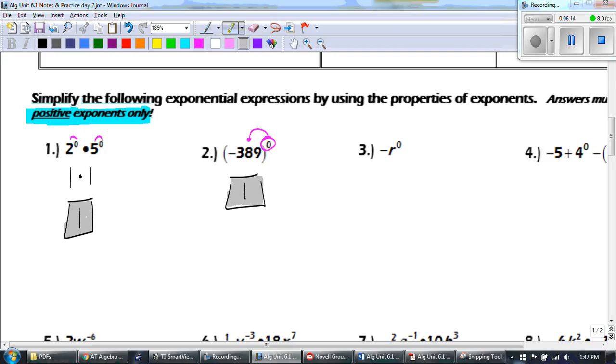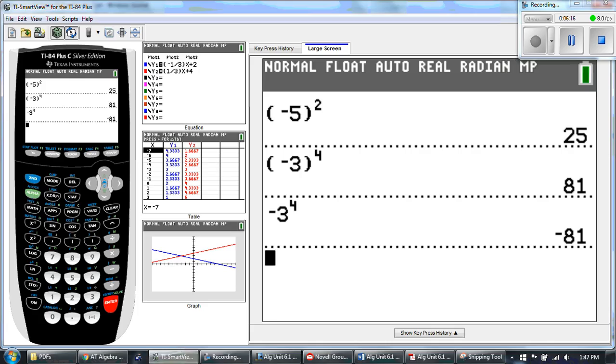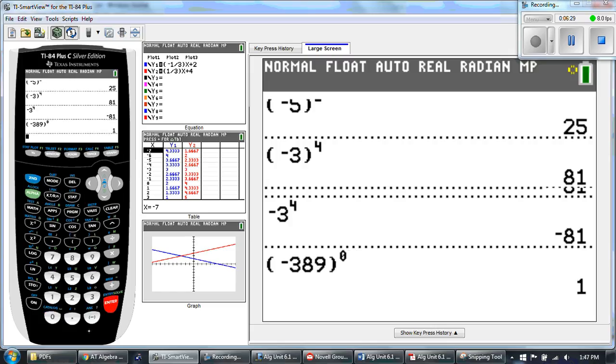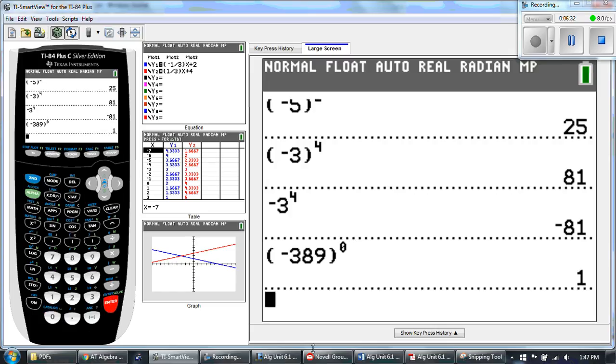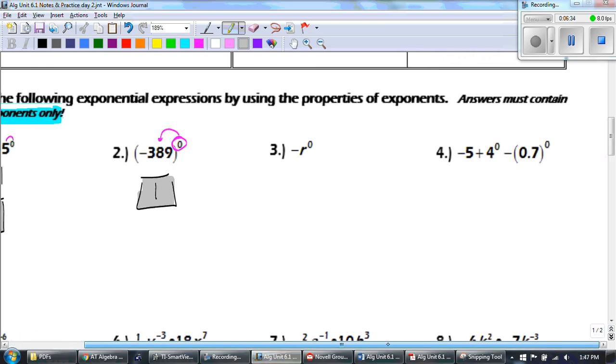And if you don't believe me on that one, I have negative 389 to the 0. Sorry, let's do that one more time. Negative 389. Come on, Mr. Grice, get it right. It's 1. Told you. Okay. Exponent 0, my base turns into 1, but there's a negative out front, so that's going to be a negative 1.